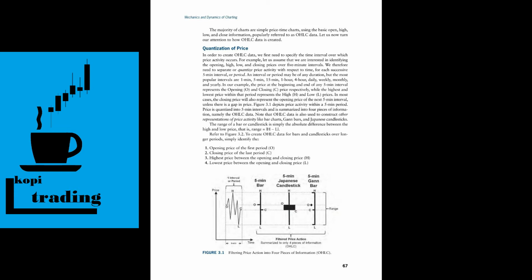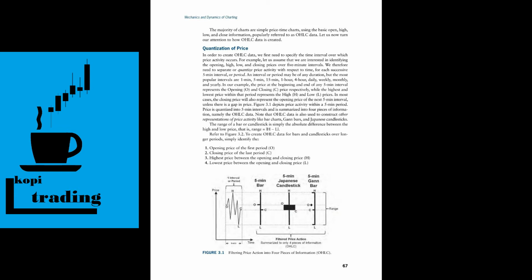activity occurs. For example, let us assume that we are interested in identifying the opening, high, low, and closing prices over 5-minute intervals. We therefore need to separate or quantize price activity with respect to time for each successive 5-minute interval or period. An interval or period may be of any duration, but the most popular intervals are 1 min, 5 min, 15 min, 1 hour, 4 hour, daily, weekly, monthly, and yearly.